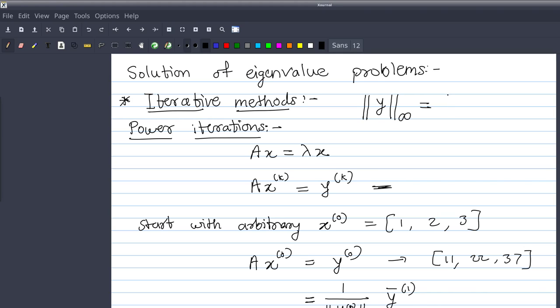The infinity norm of a vector is the maximum of the absolute y. So if you consider this vector, what is its infinity norm? 37. Yeah, 37 is its infinity norm.